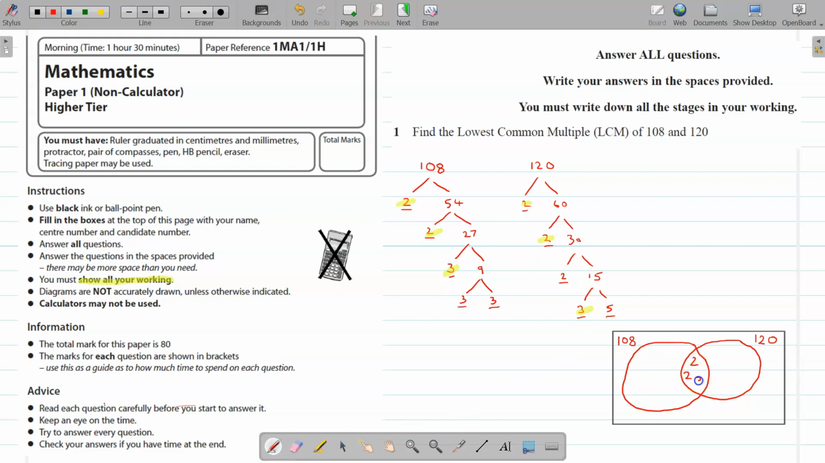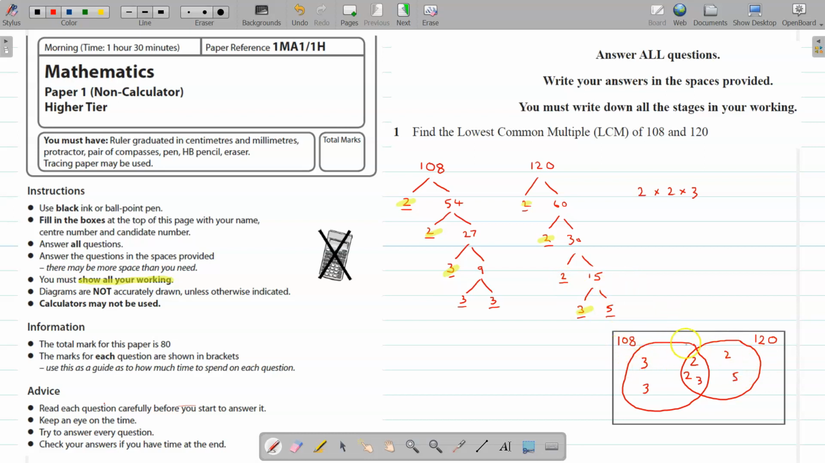That gives me a total of 12 in the middle, which is actually the same as the highest common factor. I'm just going to multiply those three together now. Now I look at what's left over, and I've got here another 3, but no 3 in here. So that 3 there belongs only to 108, and so does this 3 here. And I've got left over with the 120 a 2 and a 5, which just goes there and there.